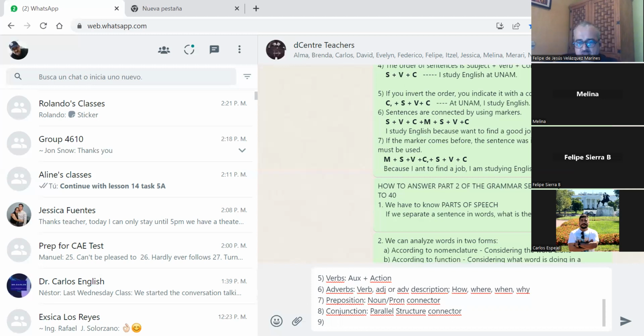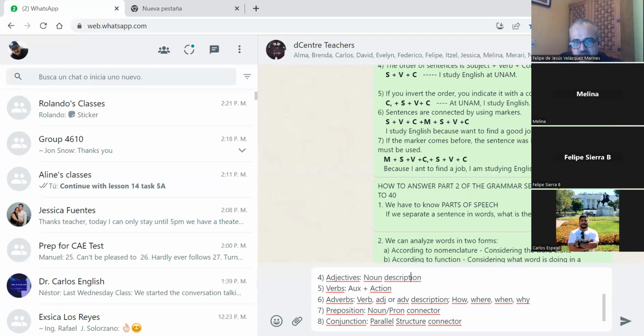And we have interjections. Interjections are exclamations or expressions of emotion. An interjection is an injection of emotion. Yes, exclamations.